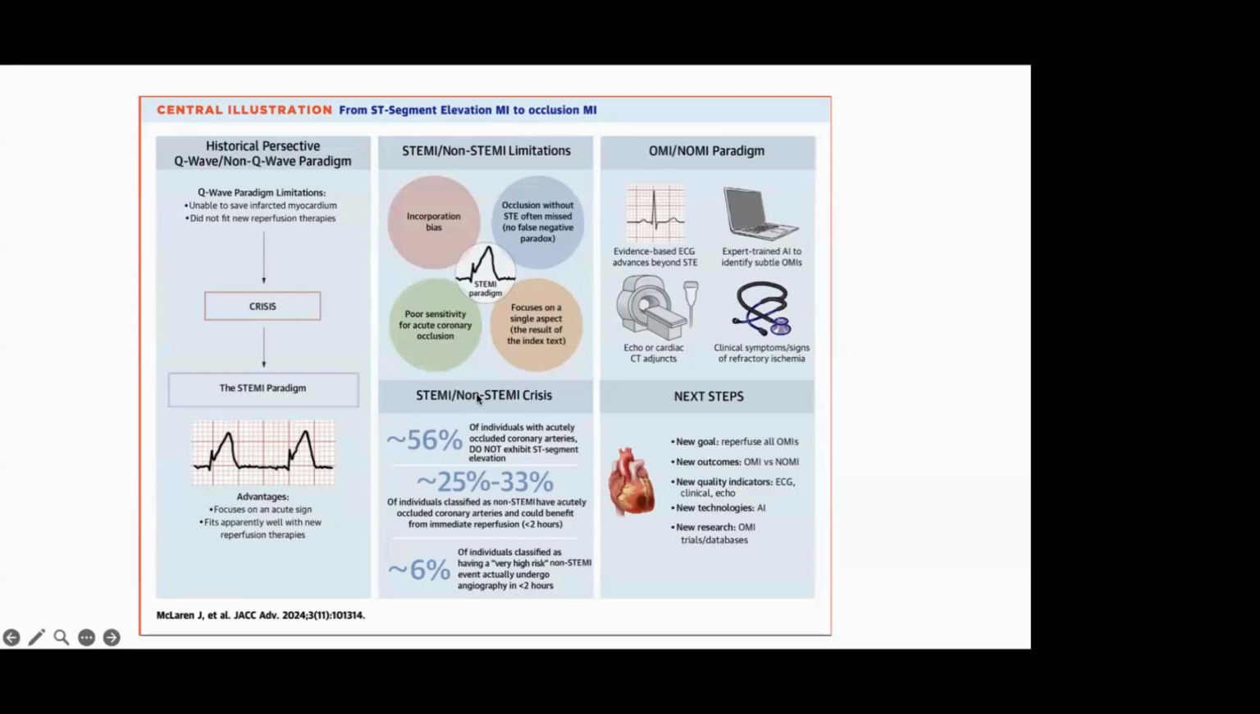Now the new concept they started in 2024 is occlusive MI. There is an AI-generated algorithm to find all these things. We will be seeing cases of why this is important. Occlusive MI, why this, STEMI and OMI.